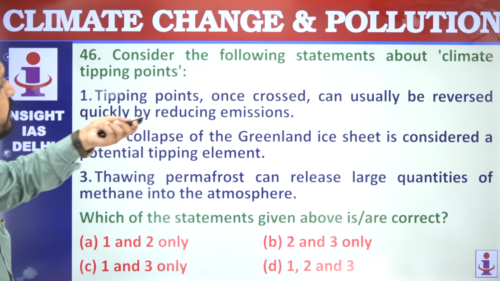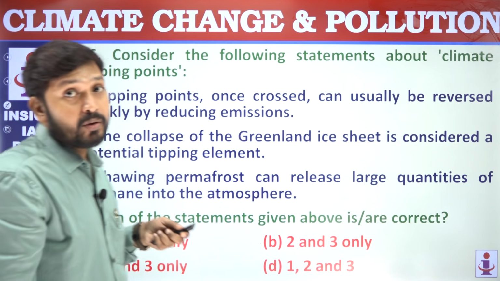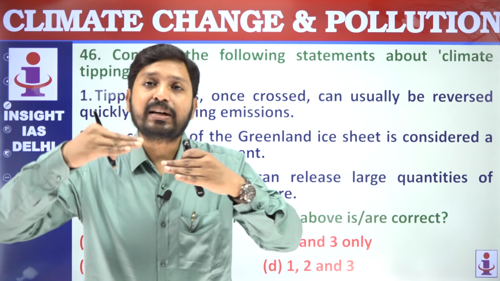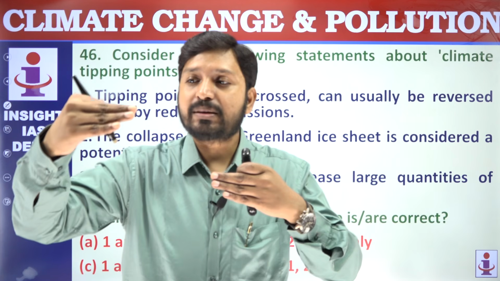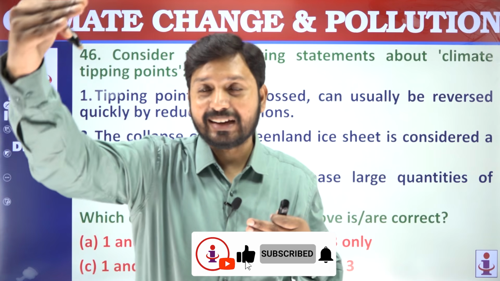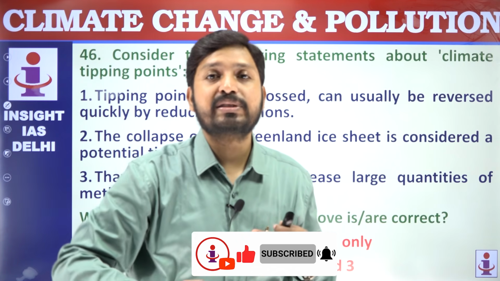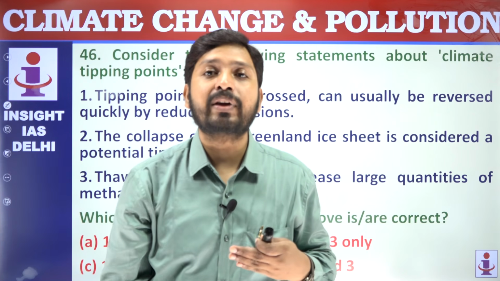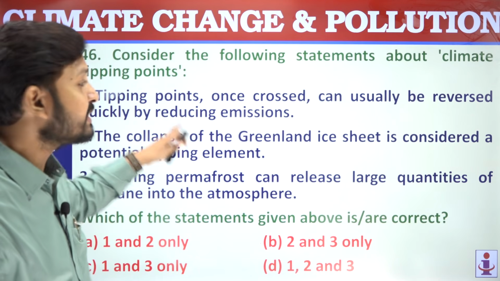Next one, consider the following statements about climate tipping points. What is a climate tipping point? Beyond a certain level, if carbon dioxide emissions are released, global temperature increases. Beyond a certain limit, if global temperature is increased, there is no reversing it. Catastrophic events will occur where we cannot retrieve things back within the near lifetime of humans. It is very difficult to come back once again, and such events are generally called climate tipping points.